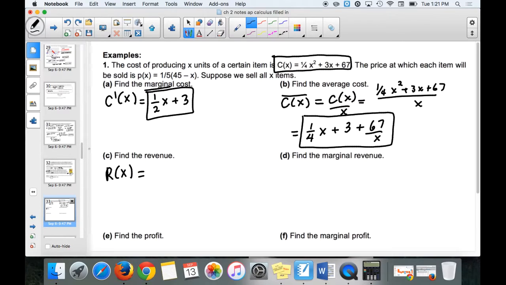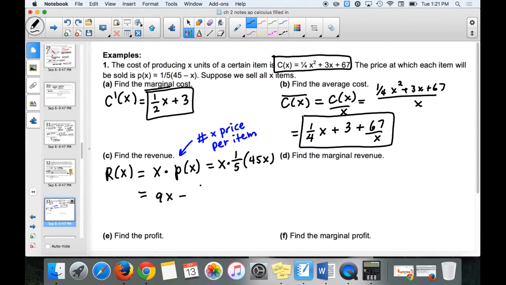So we're going to take our number of items, X, and multiply by the P of X, the price per item. So it's X times 1/5, 45 minus X. So we did number times the price per item. And we'll go ahead and simplify. So we get X over 5 times 45. So 9X minus 1/5 X squared.